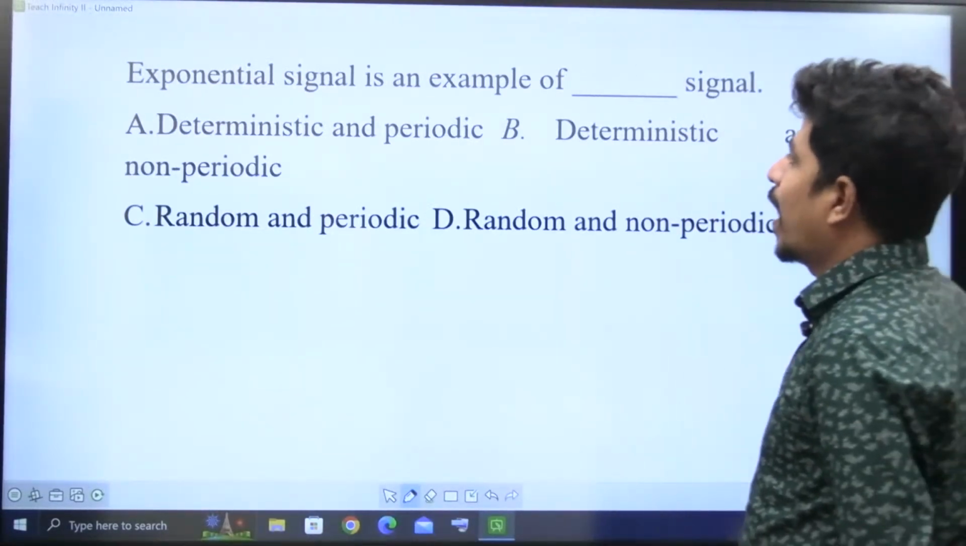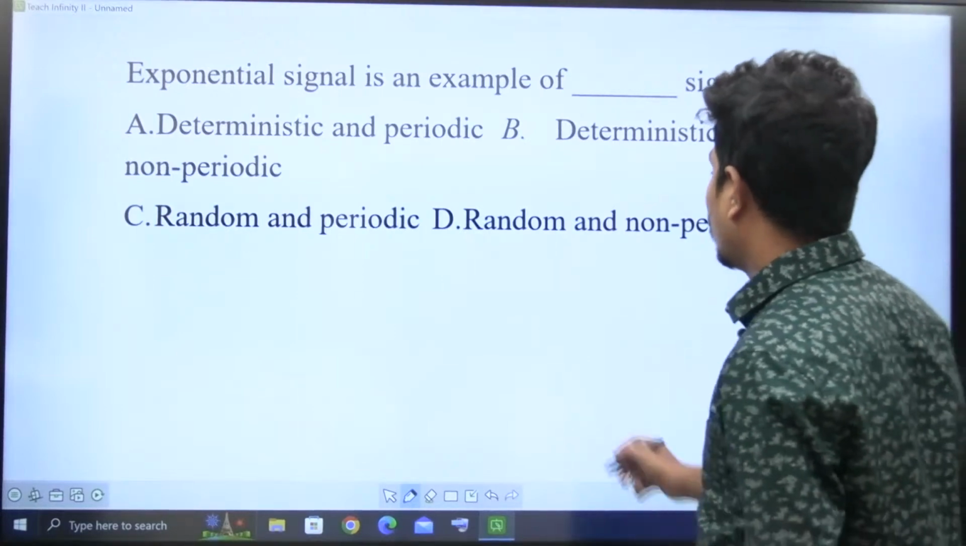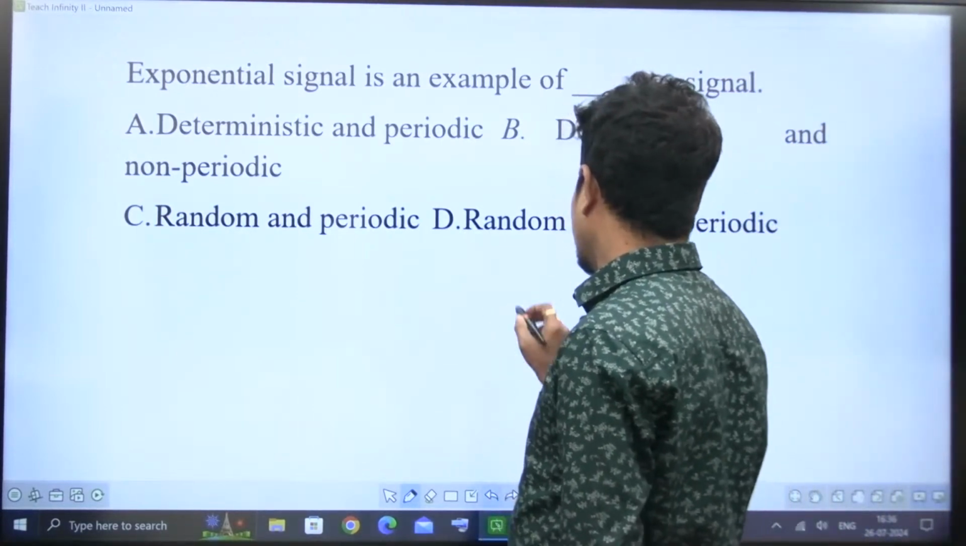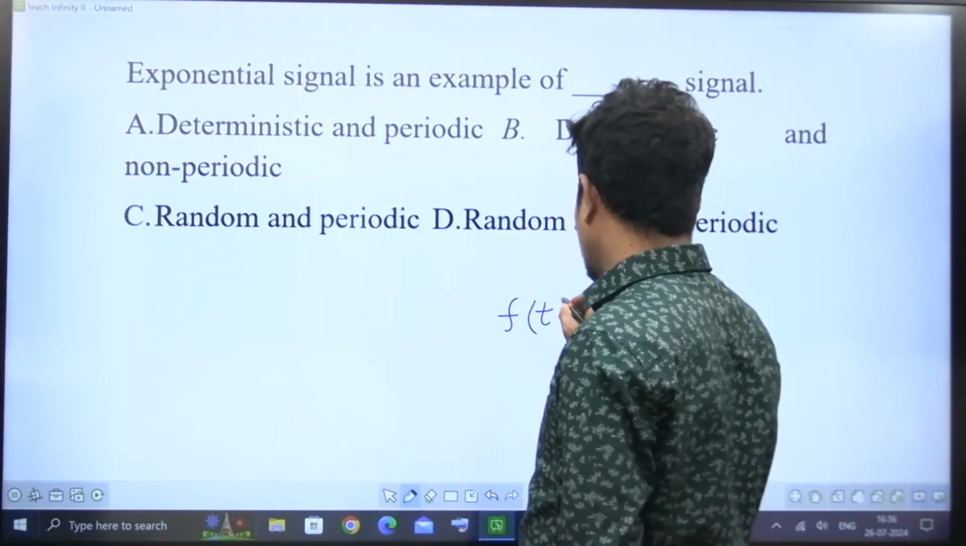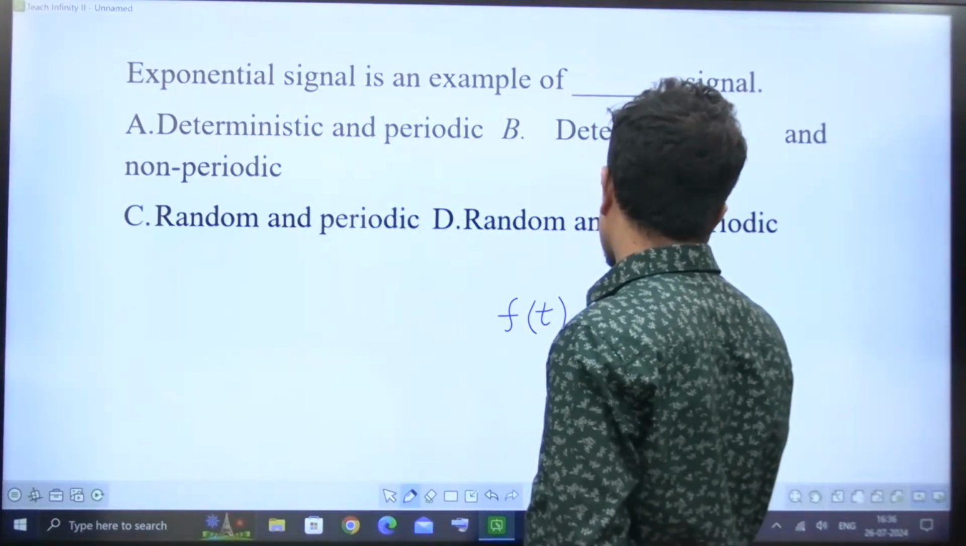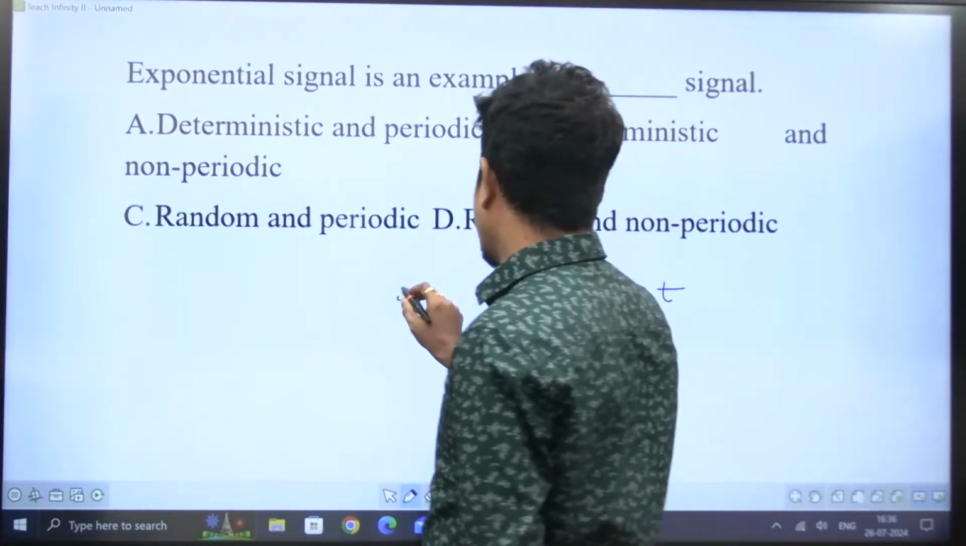Next, exponential signal is an example of what signal? Let me take f of t is equal to e power minus 2t. For example, I'm taking this as an exponential signal.